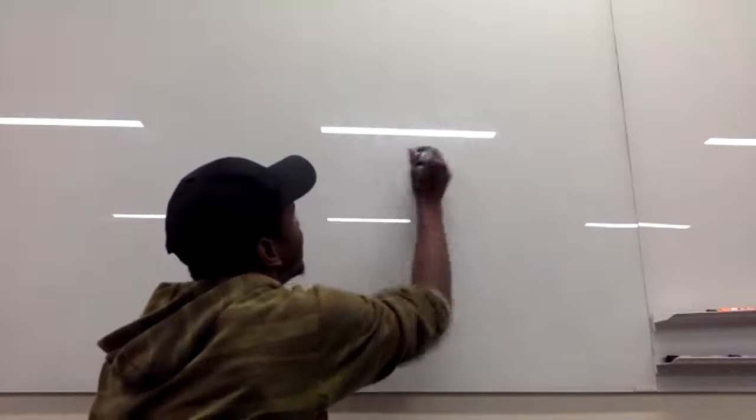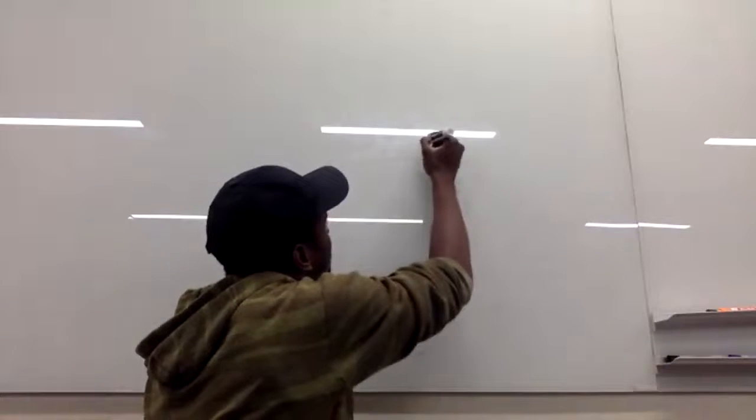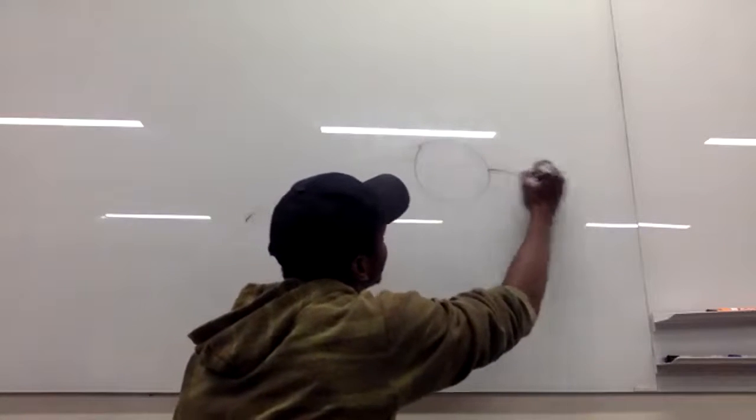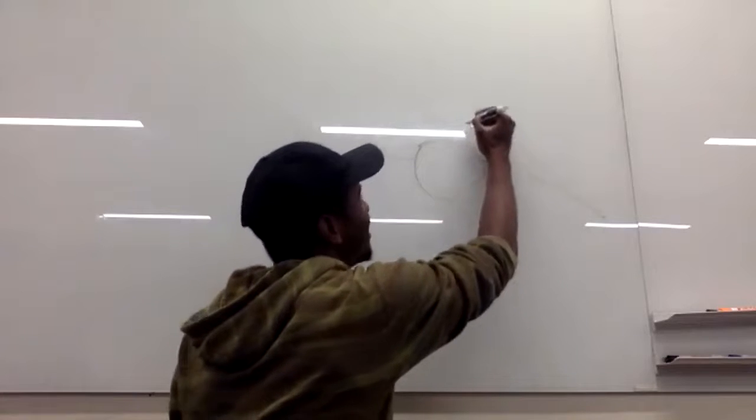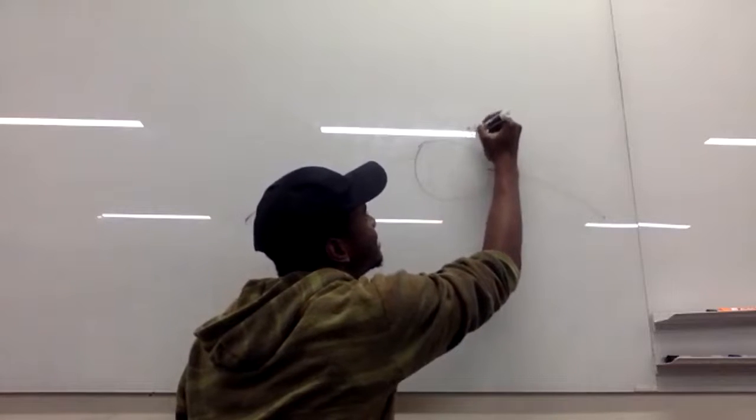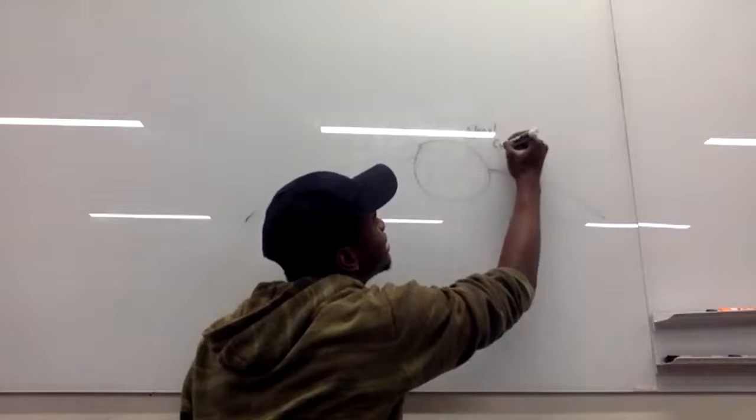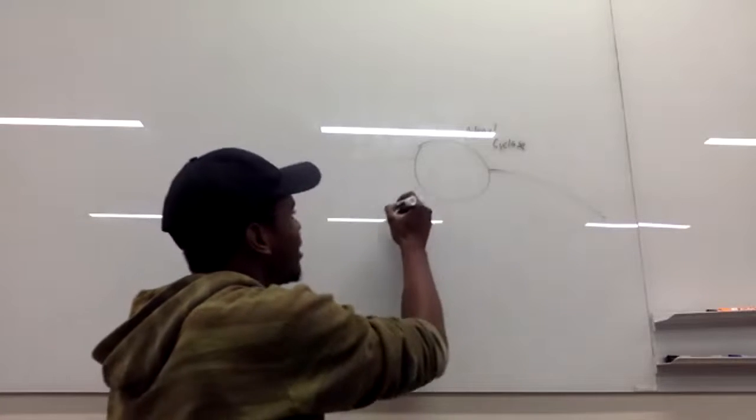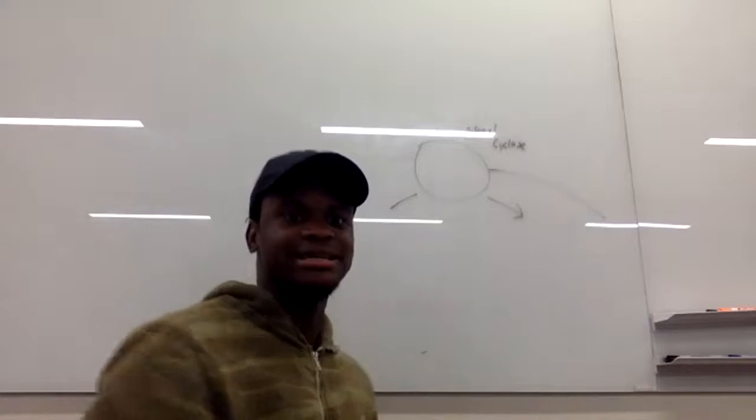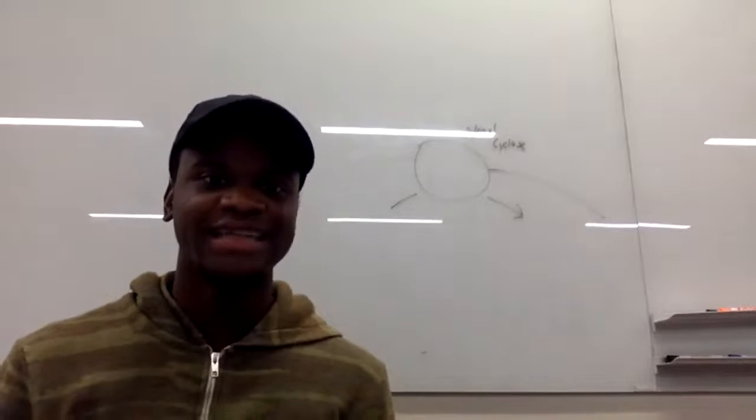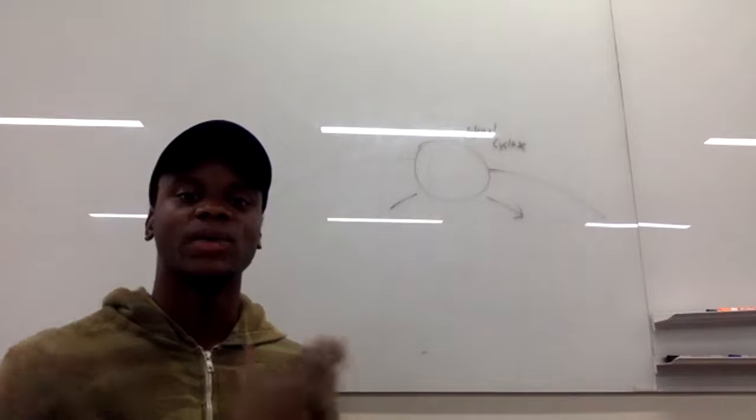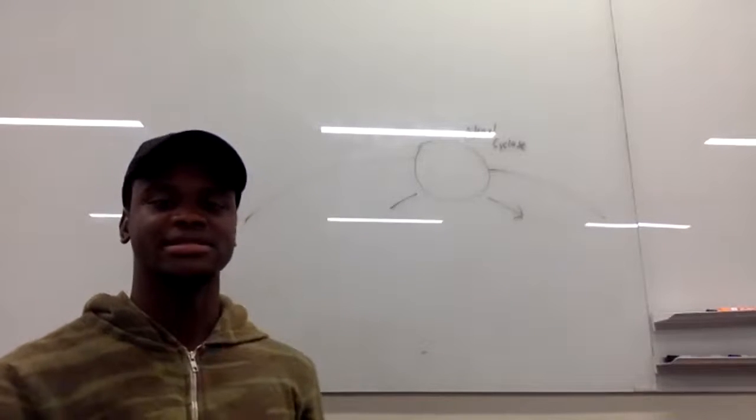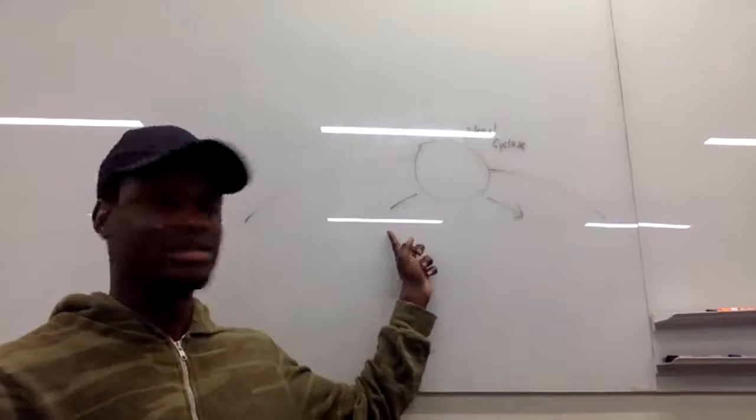So just to implement you guys, let's go inside a cell. So right here, we have our adenyl cyclase, which converts what to what? Tell me. Adenyl cyclase converts what into what?